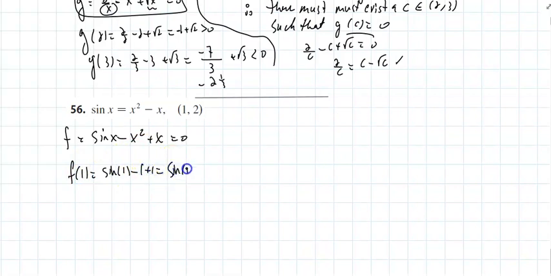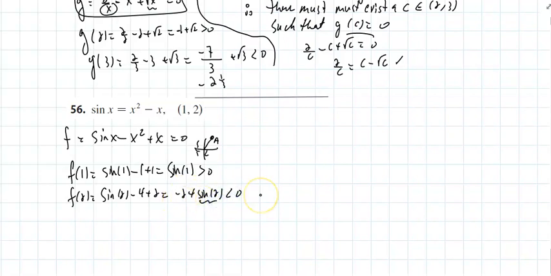That's the sine of 1. And I know sine of 1 is bigger than 0 because 1 radian is in quadrant 1, and in the first quadrant, all trig functions are positive. And if I take f of 2, that is the sine of 2 minus 4 plus 2. That is negative 2 plus the sine of 2. Since the biggest a sine could ever be is 1, this value is negative.